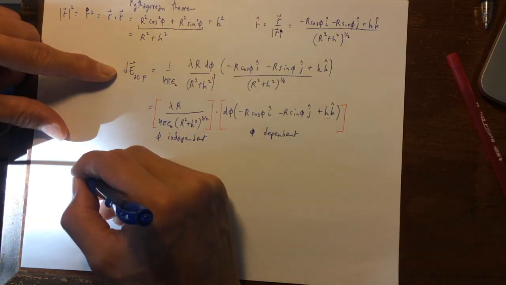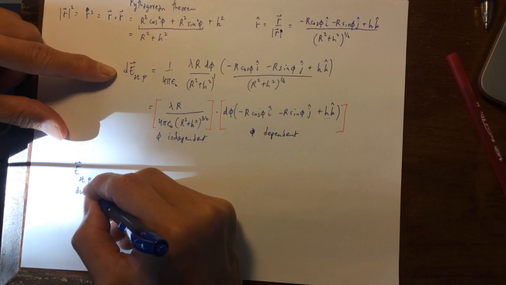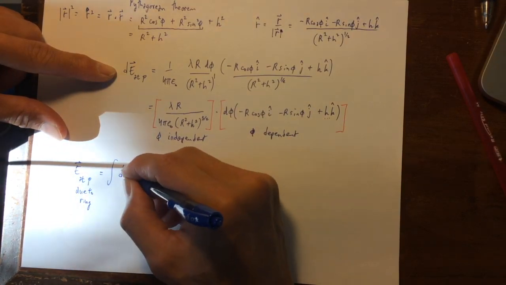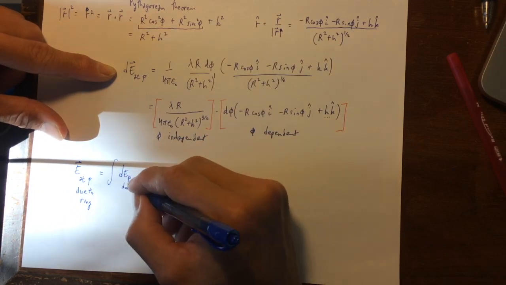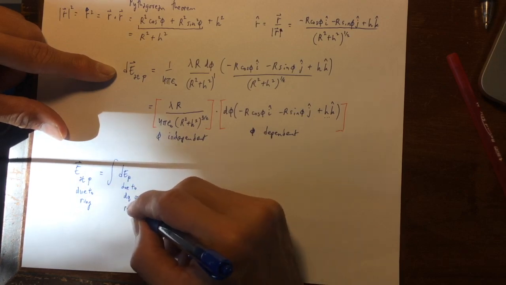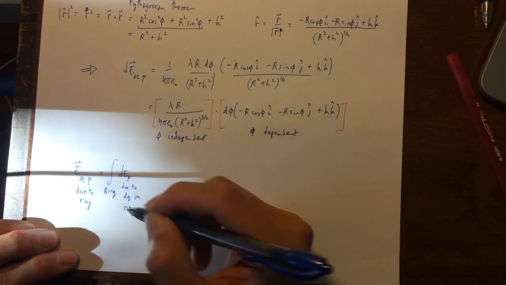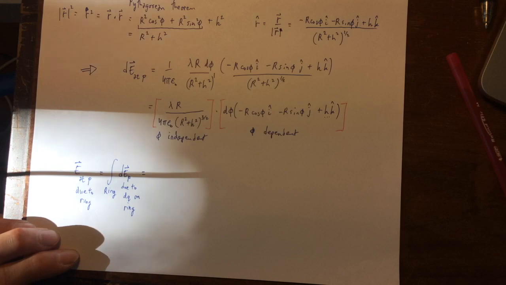And so now I can write that the electric field at P due to the ring is equal to the integral of all the small pieces of electric field at P due to small charges on the ring, right? So I'm going to add up, ranging over the ring, and these are all small vectors, actually.